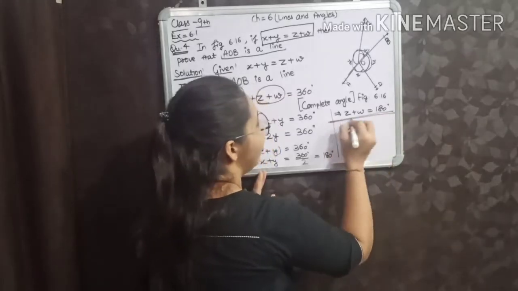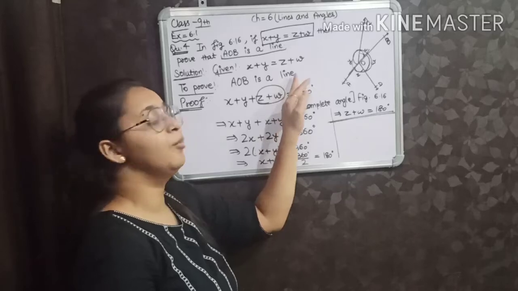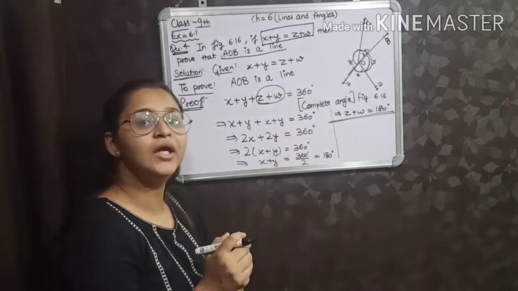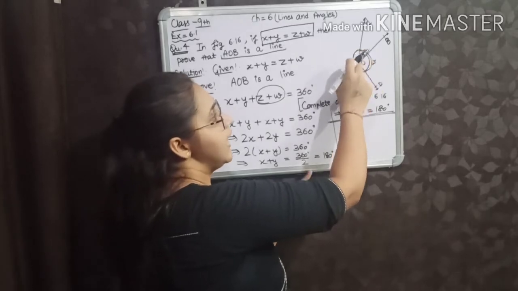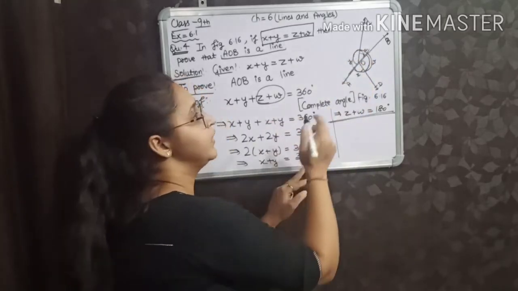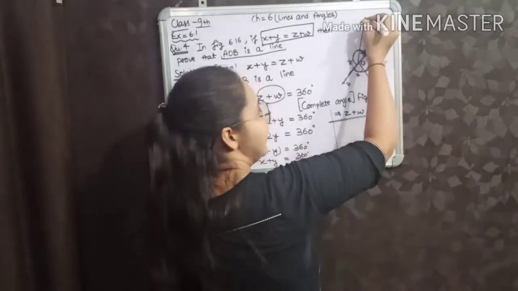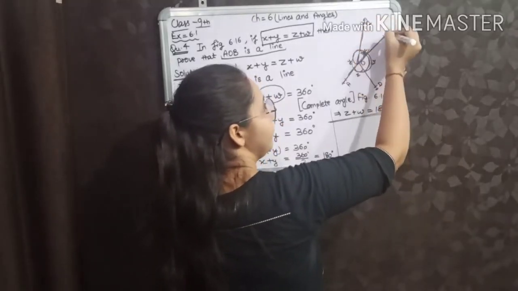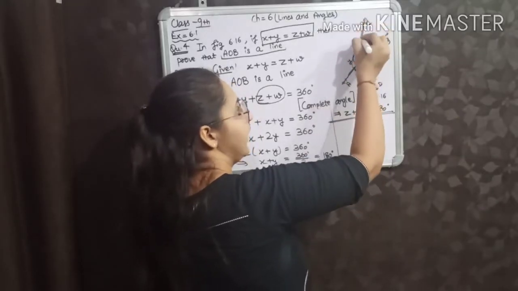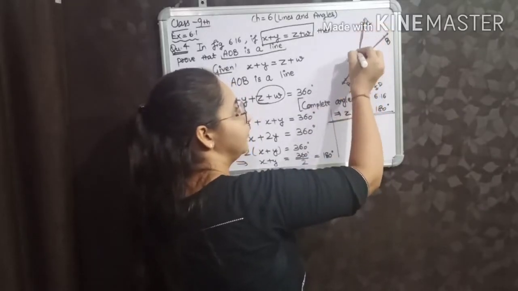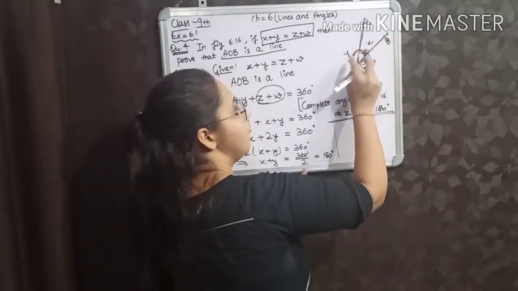Okay. Now what do we have to prove? We have to prove that AOB is a line. Now see, where is angle x and where is angle y? Here is angle x, this angle. This angle is x, and this angle is angle y. Okay, this is x and this is y.